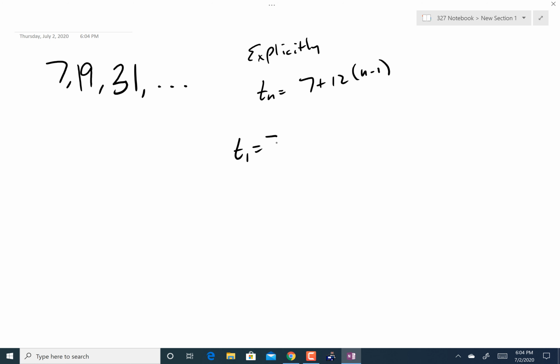Recursively, I'd start with the first term. And to get to the nth term, I would take 12 and I would add that to the previous term. The previous term being n minus 1. And I'd add 12 to it. That is how I would do it. Okay.